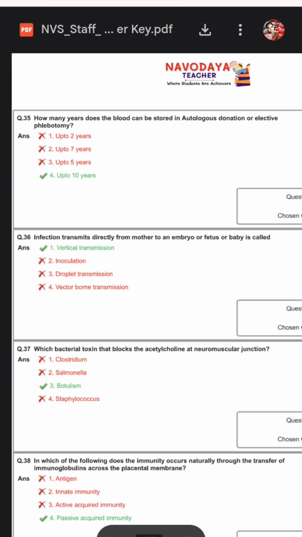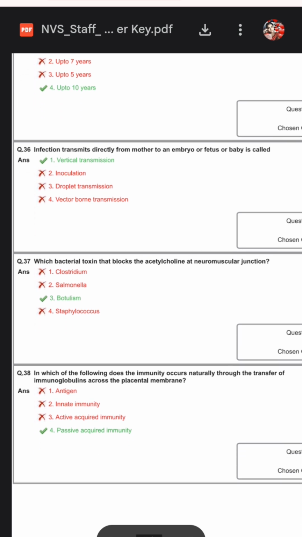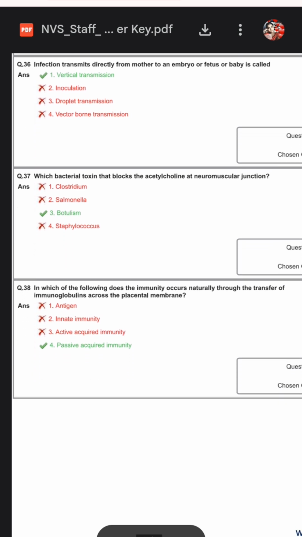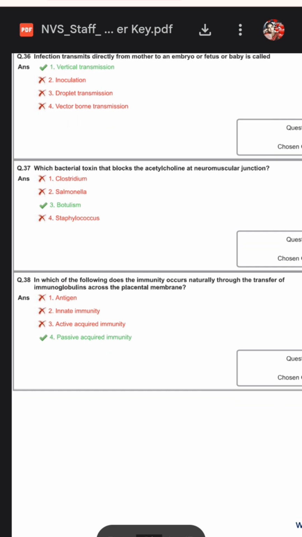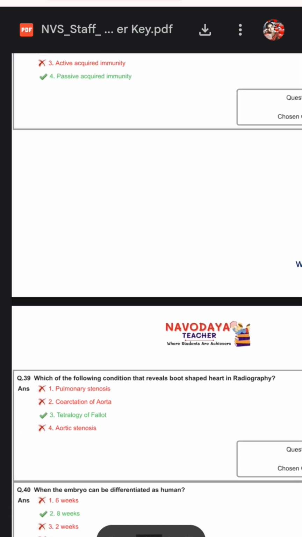Infection transmitted directly from mother to an embryo or fetus or baby is called vertical transmission. Which bacterial toxin blocks the acetylcholine at the neuromuscular junction? The correct answer is botulism. In which of the following does immunity occur naturally through the transfer of immunoglobulins across the placental membrane? The correct answer is passive acquired immunity.